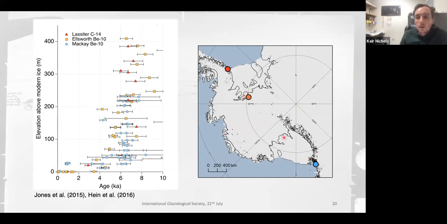And then over in the Ross Sea, we've got ages that constrain the changes in the Mackay Glacier down here. And you can see that all of these study sites, so these are relative elevations above the modern ice, all show hundreds of meters of thinning around 6,000 to 8,000 years ago. So it wasn't just something going on in the Weddell Sea. It might be something going on in the whole of Antarctica.